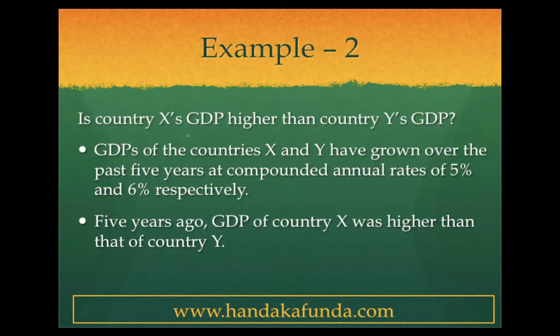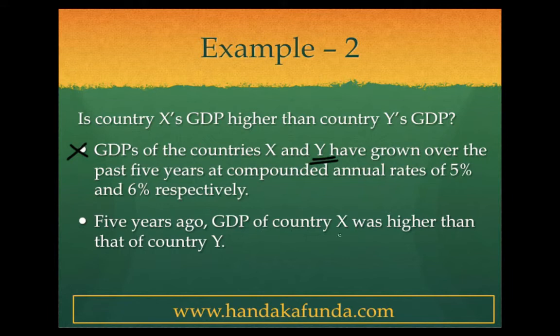Example 2. Is country X's GDP higher than country Y's GDP? Okay. GDPs of country X and Y have grown over the past 5 years at compounded annual rates of 5% and 6%. So very clearly, Y has grown more than X. But we do not know their original values, so I cannot solve it from the first statement.